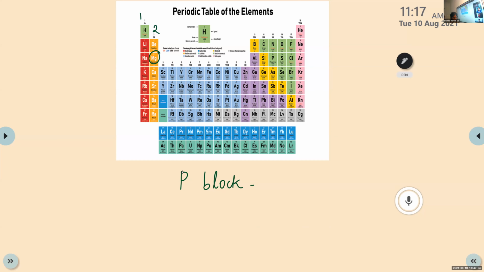Then what about the equation to find out the group number of P block elements? When we write it as np^x, the equation is x plus 12. Very good. This is the equation to find out the group number. So we can write the example of carbon. It belongs to P block, right?